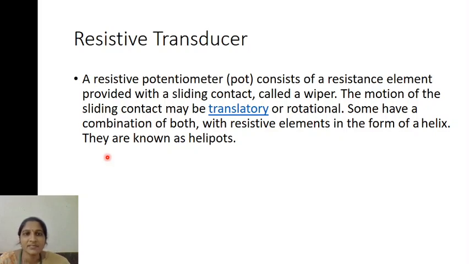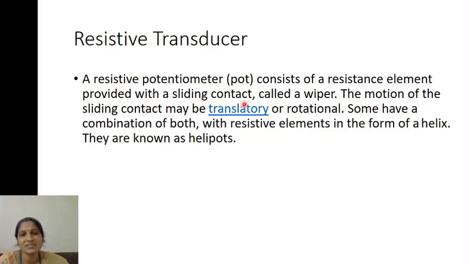Good morning. Now I am going to discuss the different types of transducers, that is resistive, inductive and capacitive transducer. Coming to the first one, that is the resistive transducer. A resistive transducer is also called a resistive potentiometer or pot. It consists of a resistance element provided with a sliding contact.